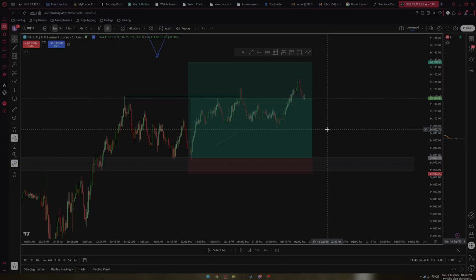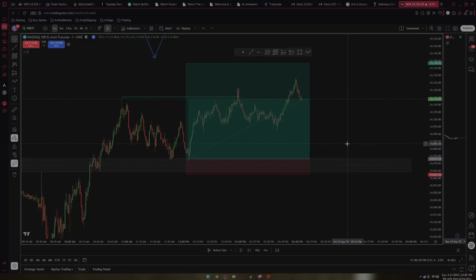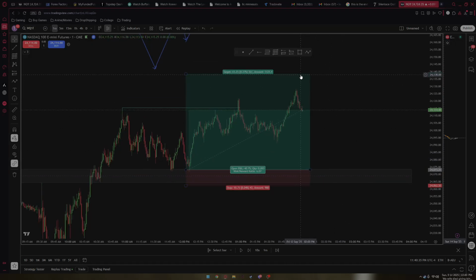Also, based on your account, there are different sizes that you can put in. There are minis and there are micros. A micro is 1/10 of a mini. So 10 micros is one mini. Those are just lower sizes. If I put in 5 micros, it would be half of one mini, so half the money. Say on the one mini this is $100, on the micros, if I put 5 micros in, this is $50.